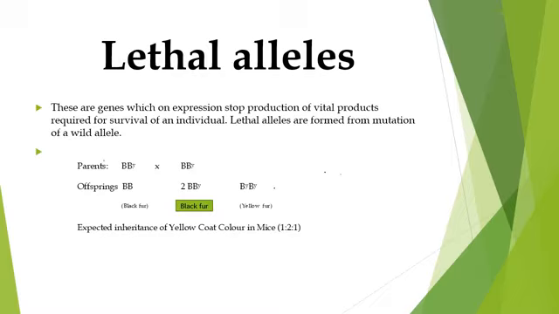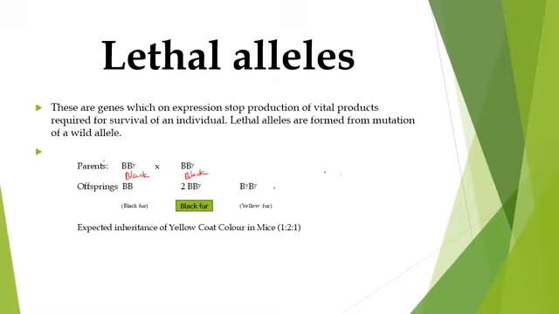Next, another concept is lethal alleles. Lethal alleles are certain alleles which, when present, cause an organism's death. Let us see a case in which, say, capital B, small y. These are the parents, these are mice, and both are black. Now the gametes will be capital B, small y, and capital B, small y. When you cross them, you will get something of this nature: capital B capital B, capital B small y, capital B small y, and small y small y.